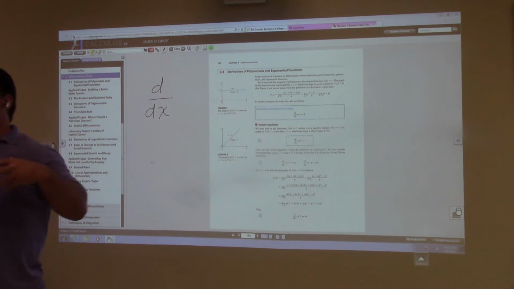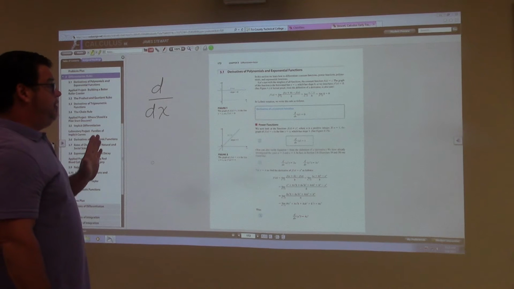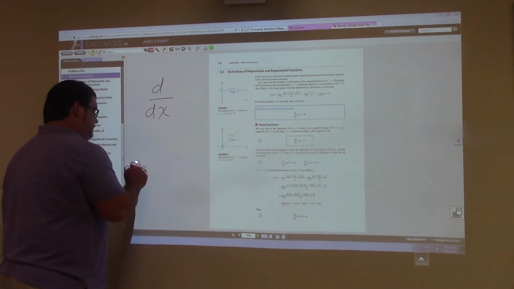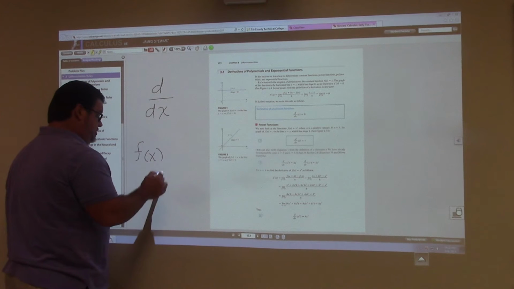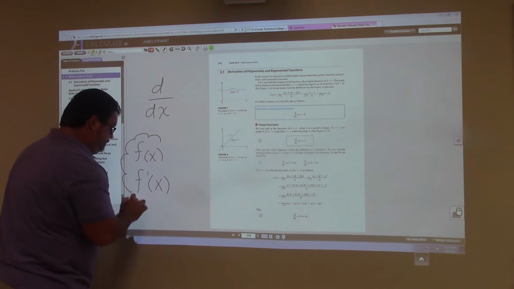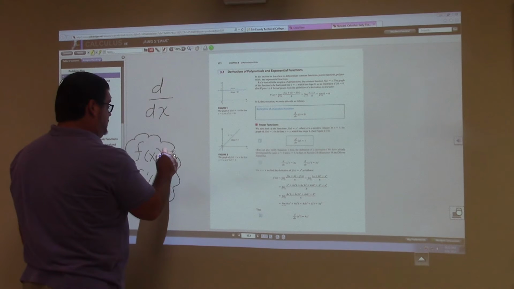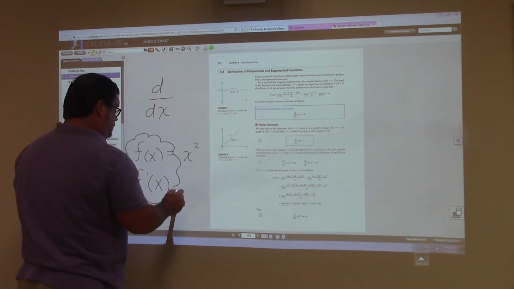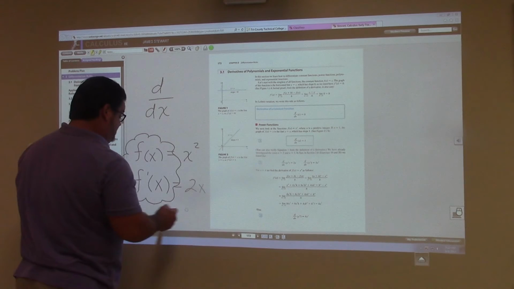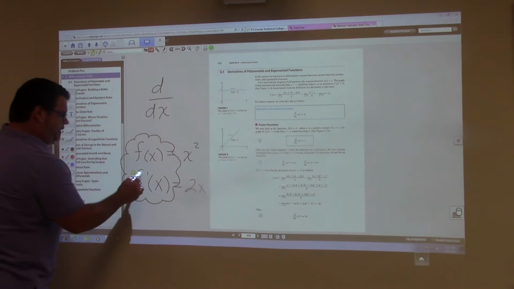Now you've got to get used to the different ways of writing derivatives. I'm just telling you, because some teachers are very particular about it. Others don't care. I really don't care. If you have f of x as a function, I do f prime of x. This is the way I do it. So if f of x is equal to x squared, then f prime of x is equal to 2x. This is the way I do derivatives.